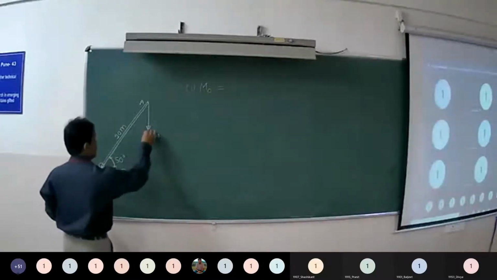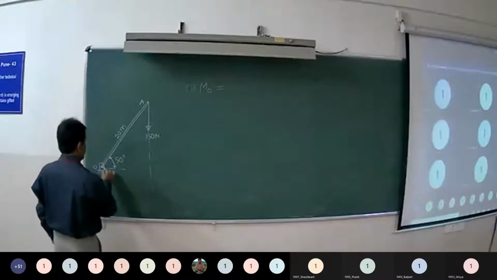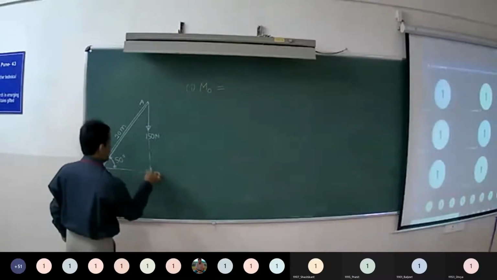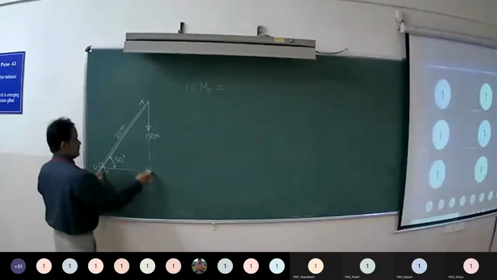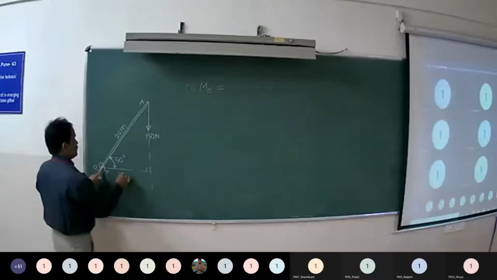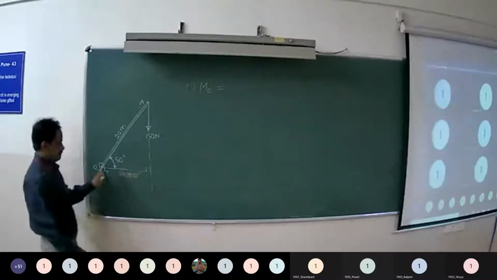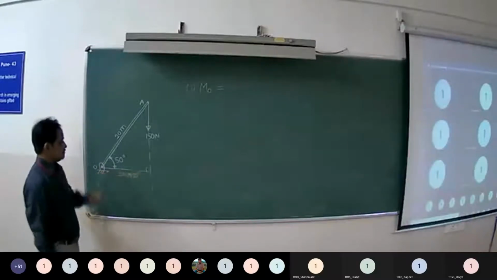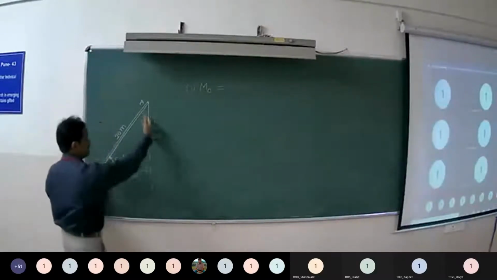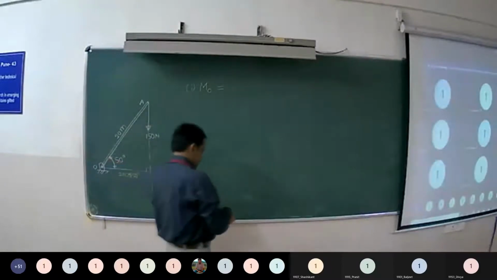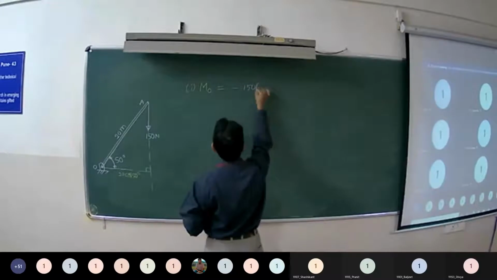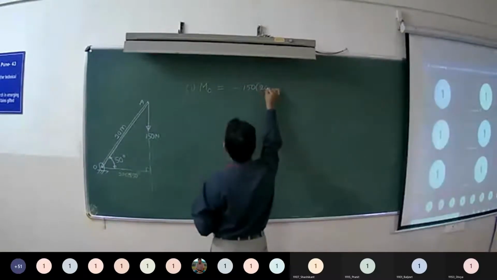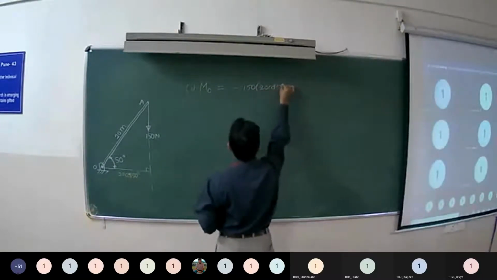Moment of force is equal to force into perpendicular distance from the line of action of the force. So what will be the perpendicular distance? It is 20 cos 50. Right? Adjacent side. And the sense is clockwise. So it is minus 150 into 20.